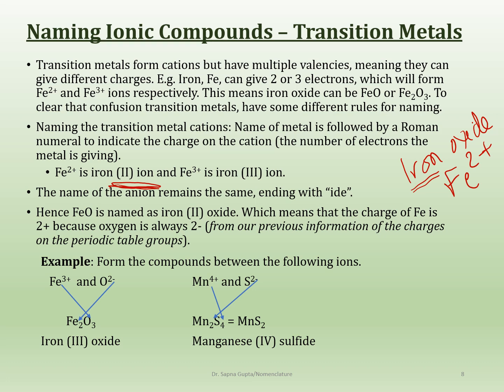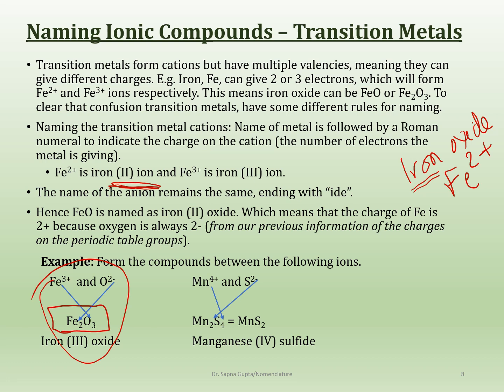Okay, so the Roman numeral is what we have to use for transition metals. You saw that we didn't use Roman numerals for the main group, and we don't. That is the rule. So you have to follow rules. But for transition metals, you have to use that. Once you know what the charge is, the process is still the same, which means you do the crisscross. Once you do the crisscross, you can come up with the formula.